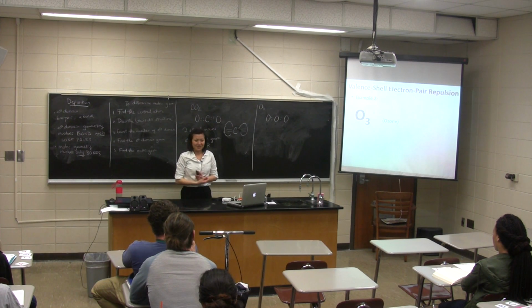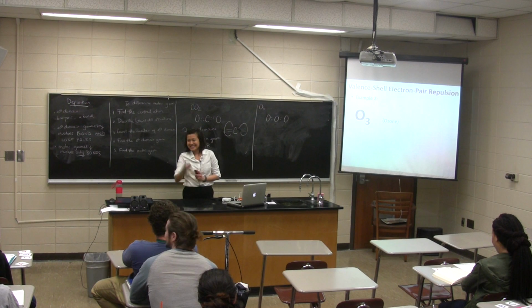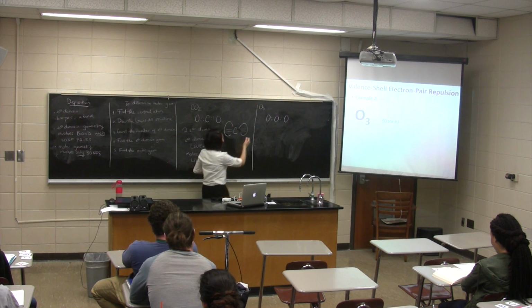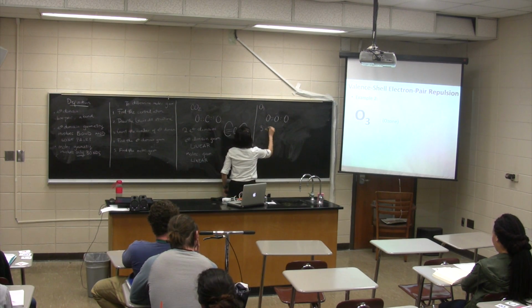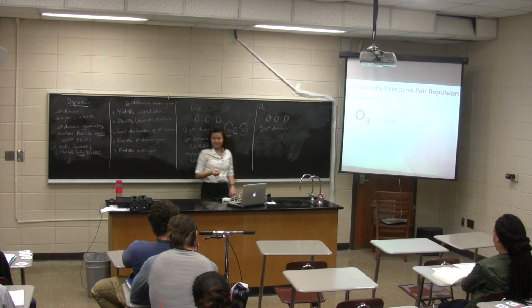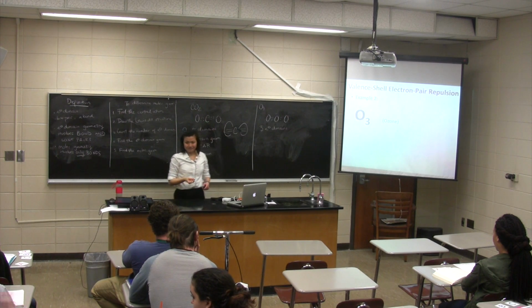Okay, so now how many electron domains are there on this molecule, on this central atom? Someone else that I don't know the name of. Please volunteer. 3. 3, very good. So you have 3 electron domains. Can you tell me what are the 3 electron domains? You have the lone pair, and you have the single bond and the double bond.